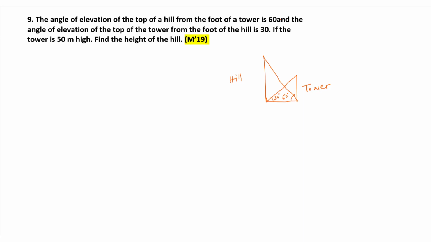If the tower is 50 meters high, so tower here is 50 meters high, so let AB be our hill and CD our tower. What you have to find is the height of the hill. Solution.